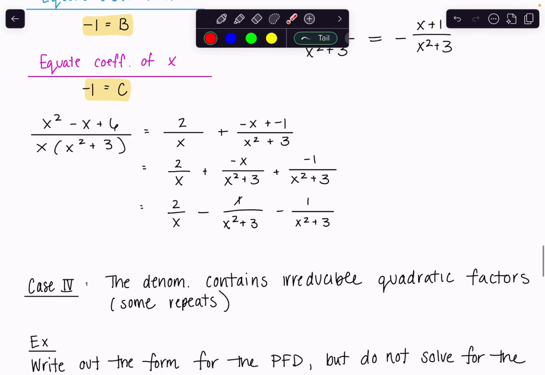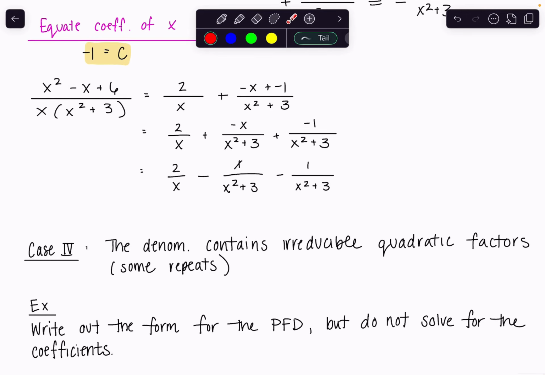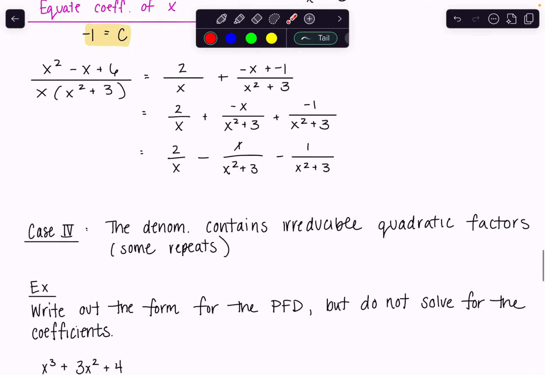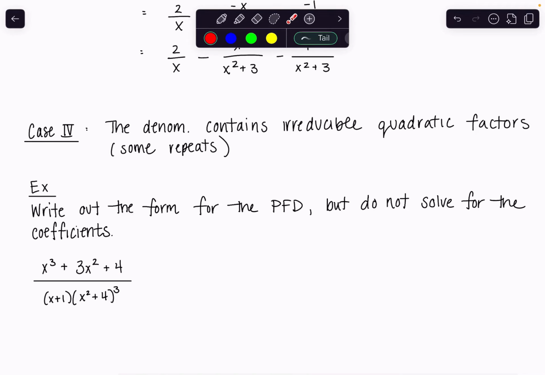Now our very last case is like the linear, but now those quadratic factors could repeat. That would be absolutely atrocious to actually solve one of these. So I'm just going to give you an example of how to write out the form. So here we have a linear factor, and then we have this quadratic, which is repeated, and x squared plus 4 cannot factor. So we do exactly the same thing. This is one factor. You have 3 of these. So you're going to have 4 fractions.